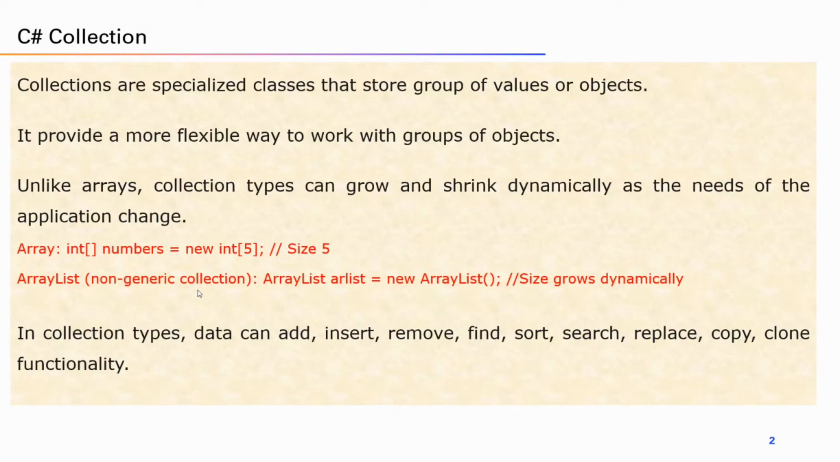That is, arrays contain objects of a similar data type, which is fixed in size and also strongly typed, but a collection is a group of objects of different data types, which is not fixed in size and also not strongly typed. By using generics, we can make a collection strongly typed.